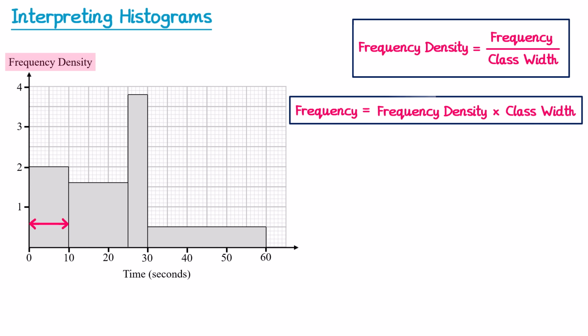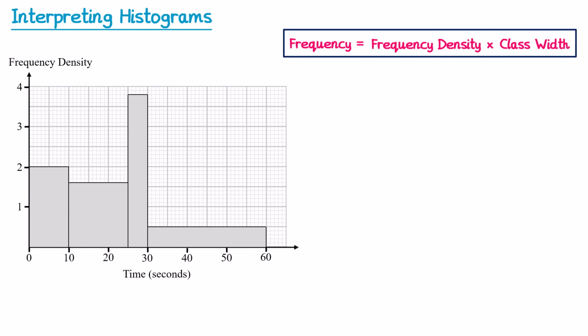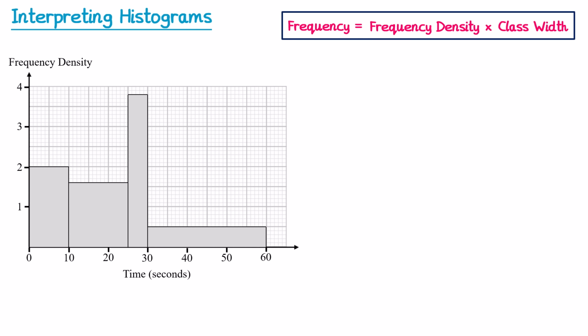This formula here is going to be used throughout this video, so I'm going to place it at the top here. This means I can work out how many people are in each of these bars by multiplying the frequency density by the class width. So if we look at the first bar here, the frequency density is 2. The width of the bar is the class width, that goes from 0 to 10, so that's 10. If I multiply these together, 2 times 10 is 20. So there are 20 people represented in that first bar.